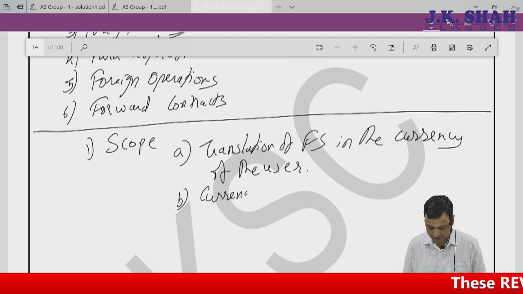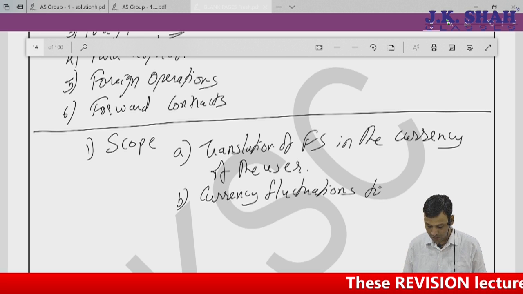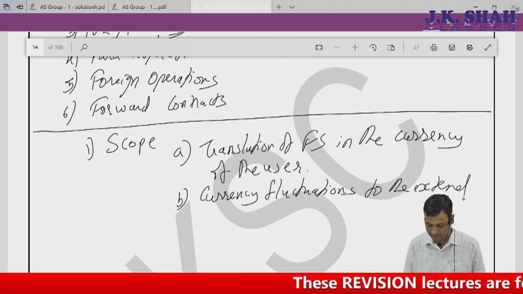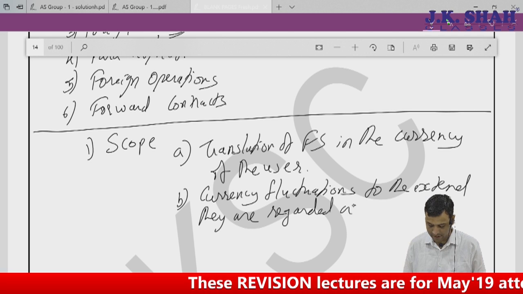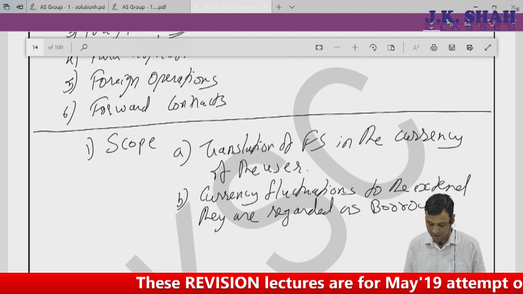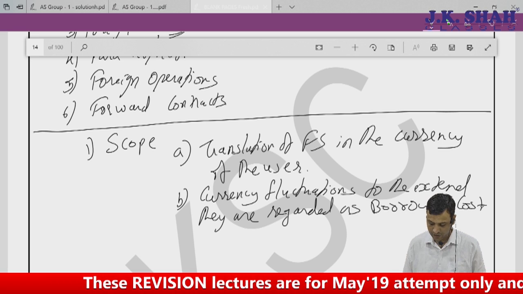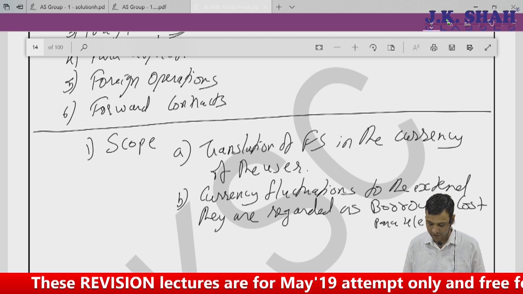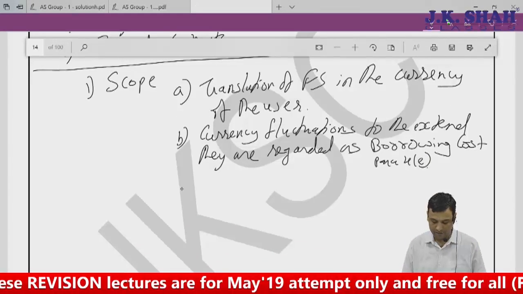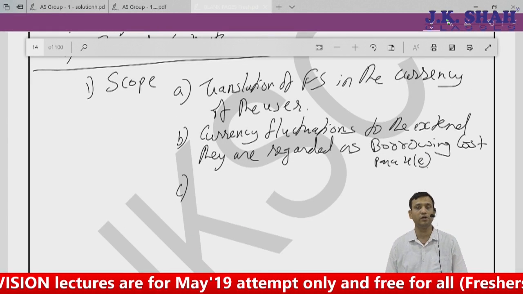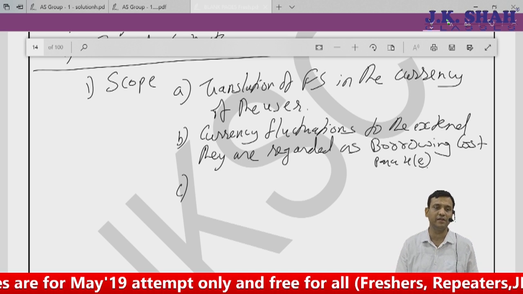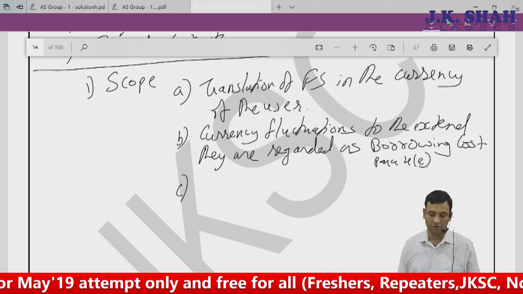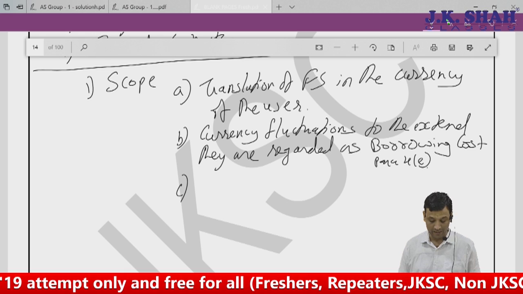Second, currency fluctuations, to the extent they are regarded as borrowing cost. If you remember, in AS16, we have one paragraph, para 4E, which talks about this area, currency fluctuations, where we find out what is the impact of difference in interest rate, and because of difference in interest rate, something is referred to as borrowing cost. This is not covered under AS11 because it is covered by AS16.